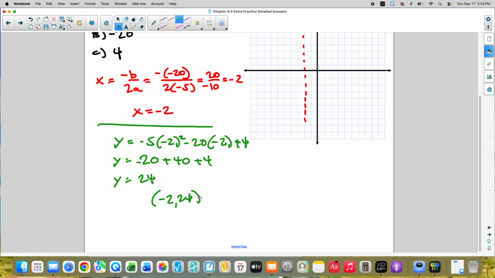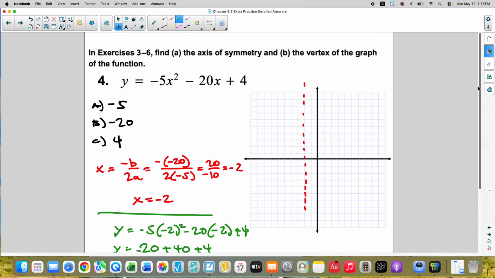So y equals 24. So my point is negative 2, 24. Not going to be fun to plot. Let me make sure that's negative, so it's upside down. So I know my y-intercept is 4. 1, 2, 3, 4. It's going to have a mirror point here. And does that make negative 2, 24? Yeah, that probably makes sense.